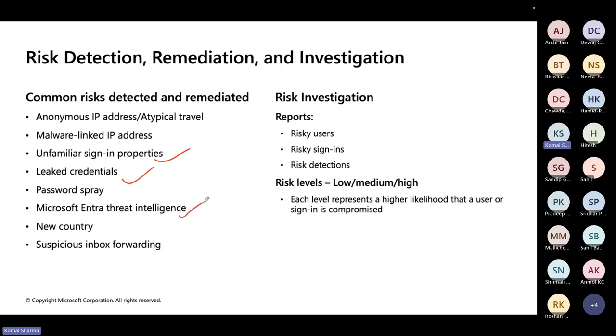Microsoft Entra Threat Intelligence means Microsoft internal and external threat intelligence sources have identified a known attack pattern. New country is a detection discovered by Microsoft Defender for Cloud Apps. Activity from anonymous IP addresses and all, that is like atypical travel. Then suspicious inbox forwarding, this detection is also discovered by Microsoft Defender for Cloud Apps. Under risk investigation, you have different reports that give you the list of risky users, risky sign ins and risk detections. There are three levels of risk: low, medium and high.